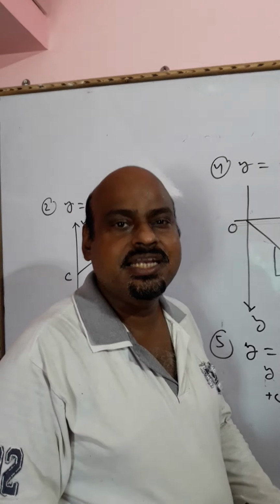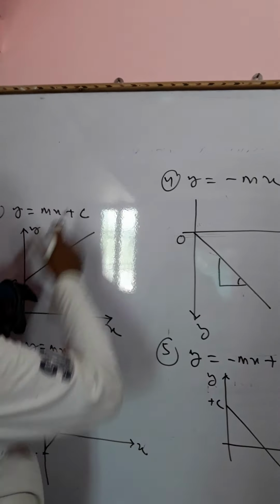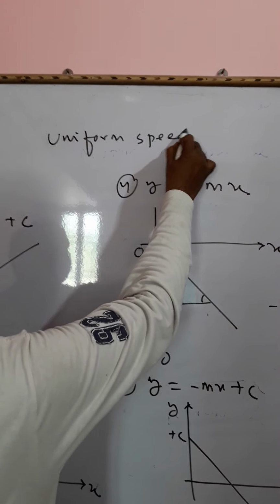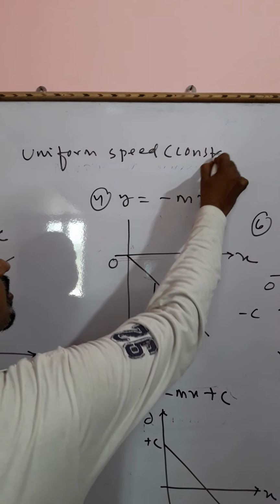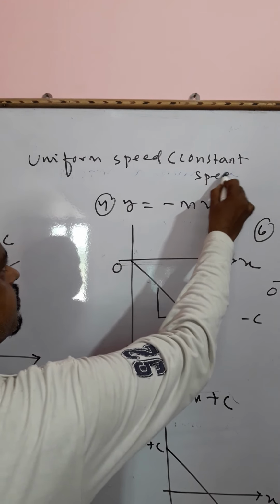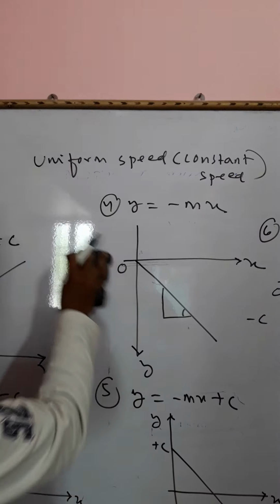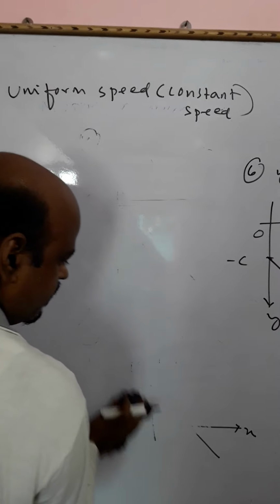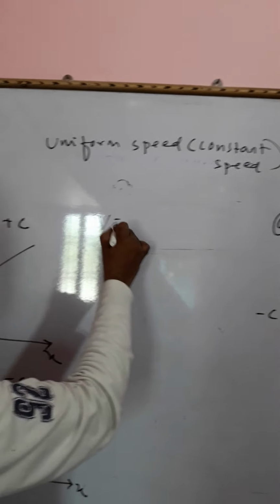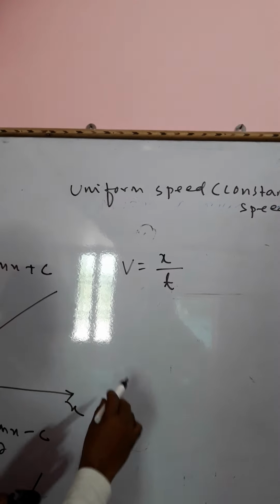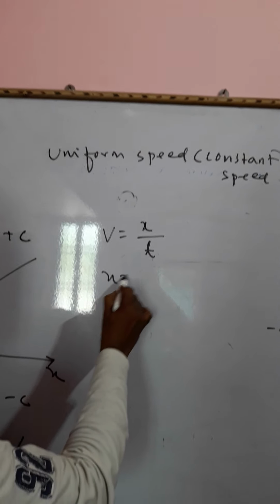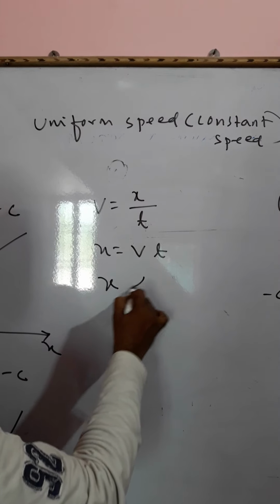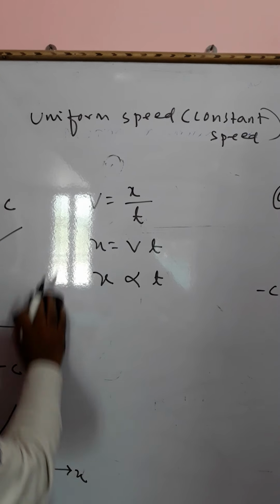Equation of a straight line, how? Uniform speed means constant speed. Here speed is constant. You see, speed v equal to x by t, distance by time. V is constant. X equal to vt. V is constant, so position is directly proportional to time.